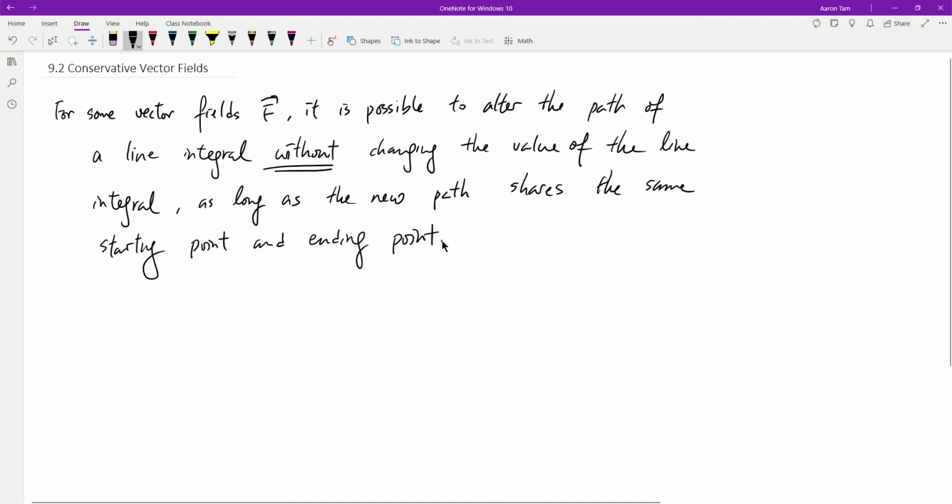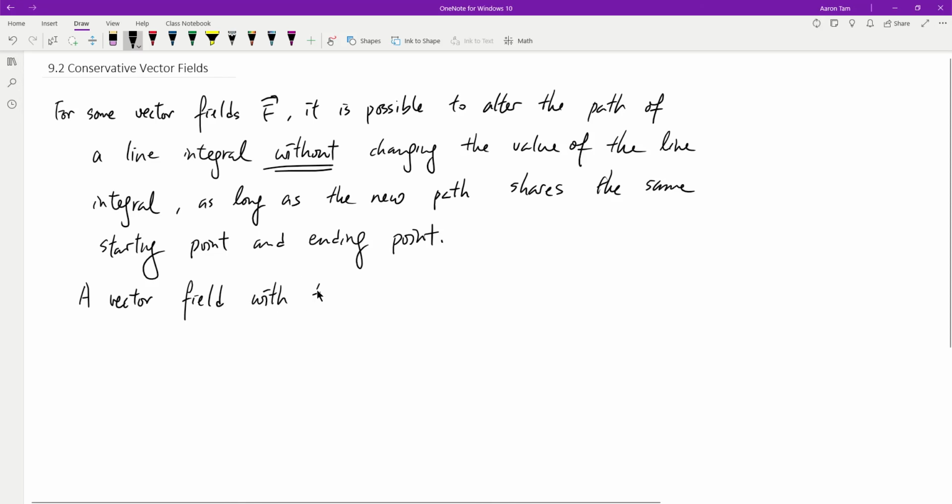And you actually remember seeing that in chapter 8, implying that for this type of vector field, it really doesn't matter what the path is, because the value of the line integral is entirely dependent on the beginning point and the end point. Okay, this vector field is extremely important because it allows us to evaluate a line integral quicker or easier by substituting a simpler path instead of dealing with a path that's difficult to deal with.